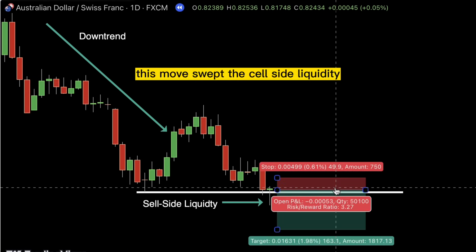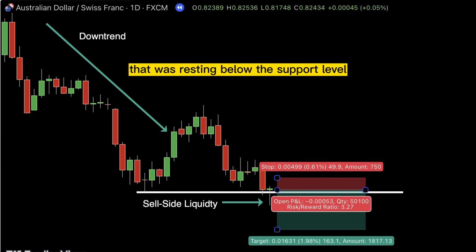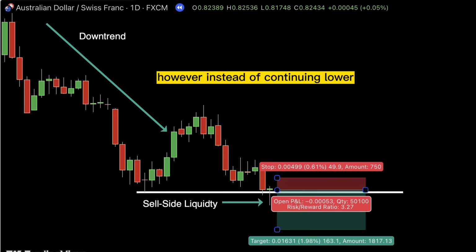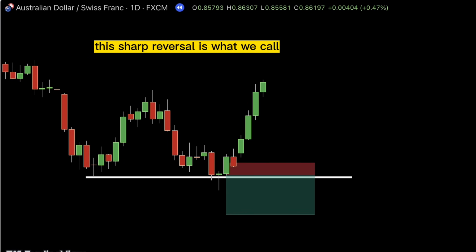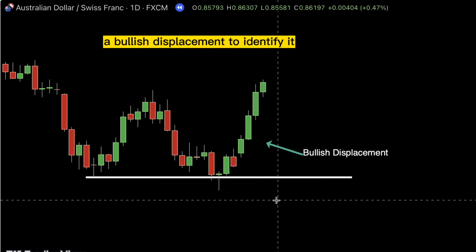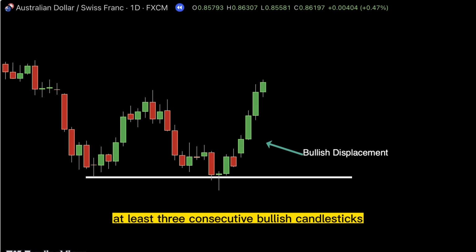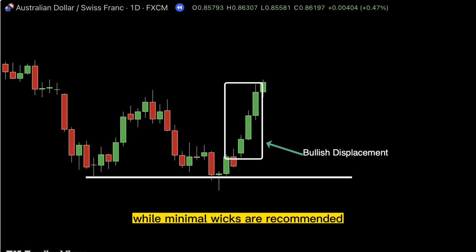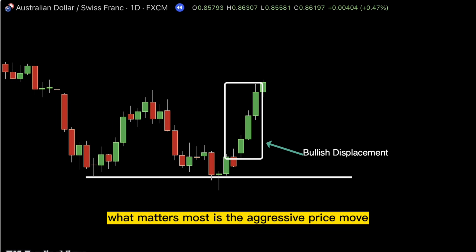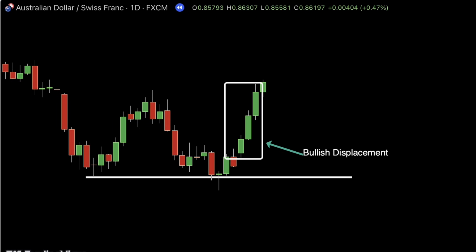This move swept the sell-side liquidity that was resting below the support level. However, instead of continuing lower, the market quickly reversed to the upside. This sharp reversal is what we call a bullish displacement. To identify it, look for at least 3 consecutive bullish candlesticks with strong bodies, which signal strong buying momentum. While minimal wicks are recommended, they're not essential for displacement. What matters most is the aggressive price move with minimal retracement.